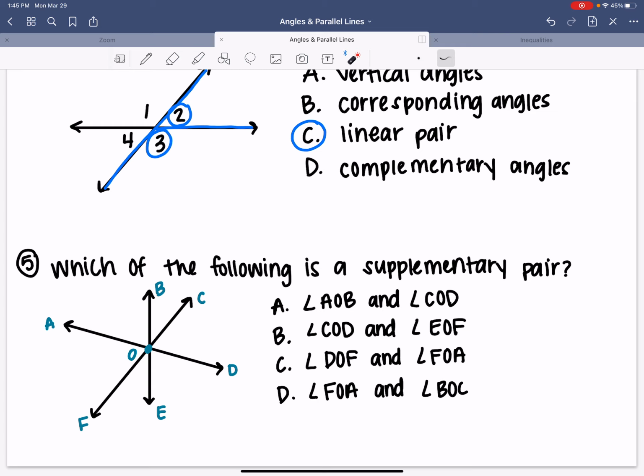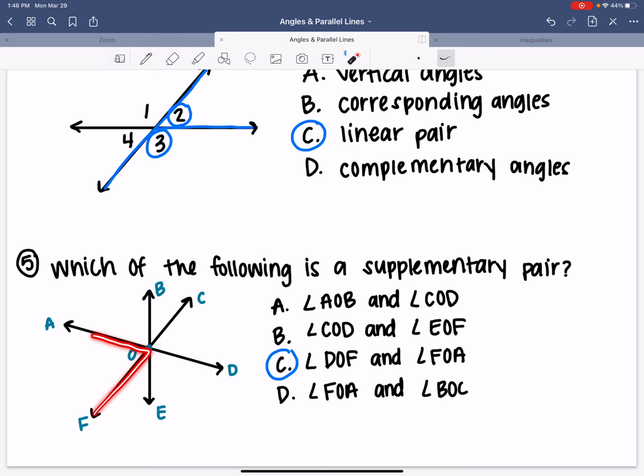B, COD, and EOF. So that would be these two. Again, in order to form this straight line, we would need this angle included as well. So it's not B. C, DOF, so that's this angle here, and FOA, so that would be this angle here. Now, those two angles do form a straight line, so our answer is going to be C. Let's just check D to be sure.